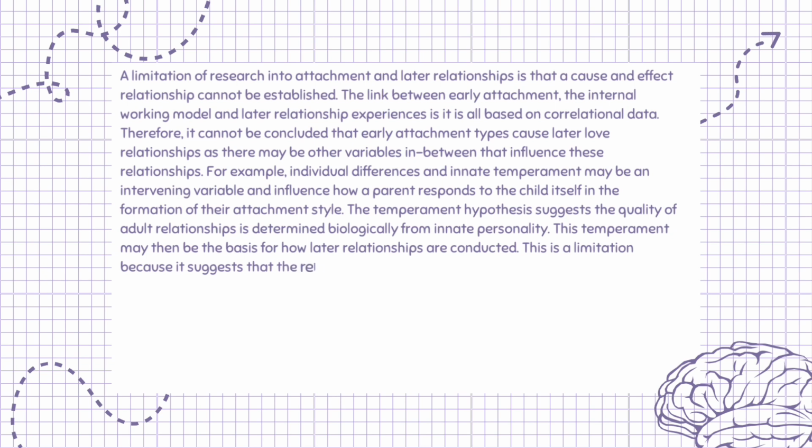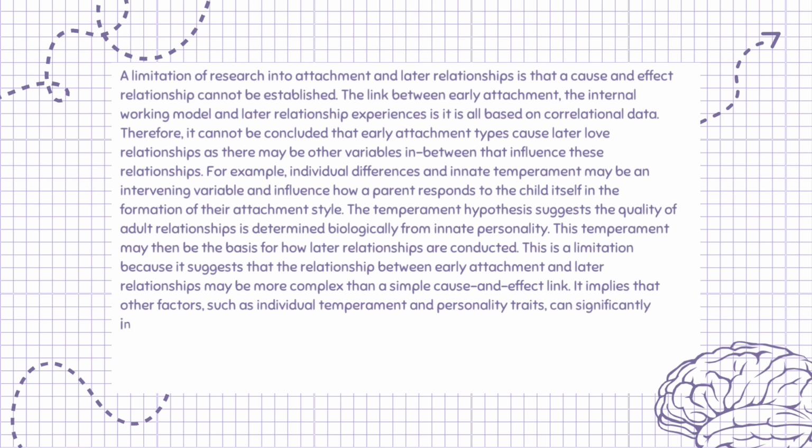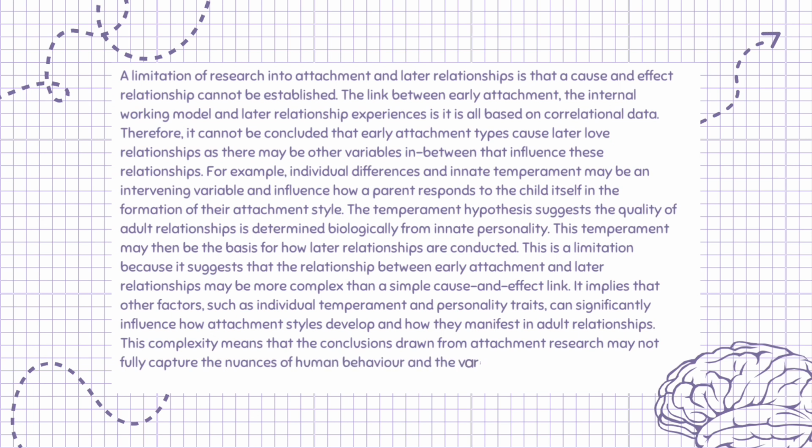This is a limitation because it suggests that the relationship between early attachment and later relationships may be more complex than a simple cause and effect link. It implies that other factors, such as individual temperament and personality traits, can significantly influence how attachment styles develop and how they manifest in adult relationships. This complexity means that the conclusions drawn from attachment research may not fully capture the nuances of human behavior and the various influences that shape relationship dynamics.